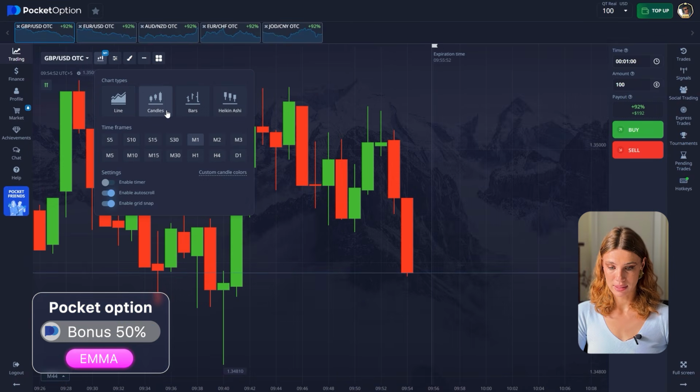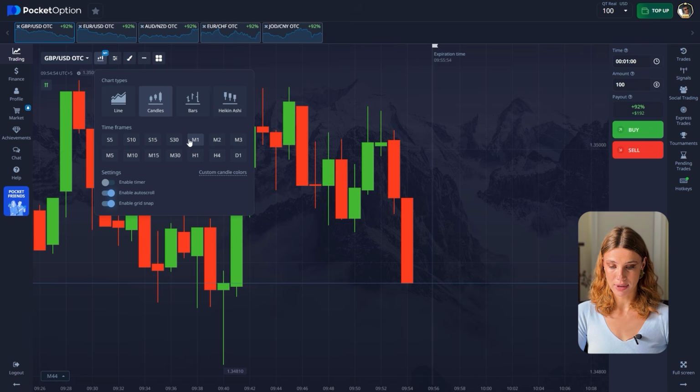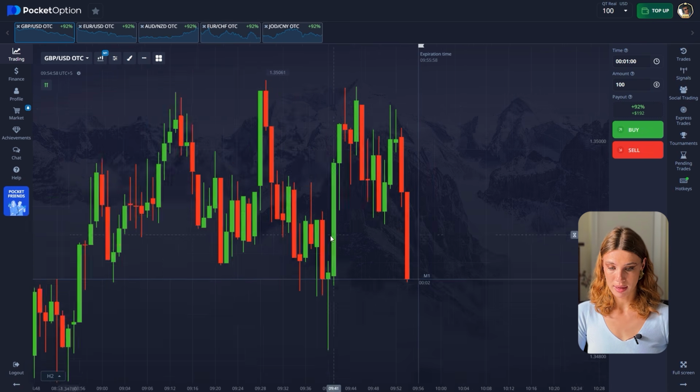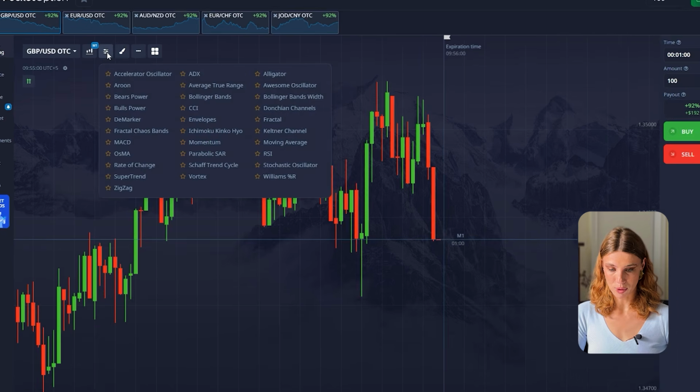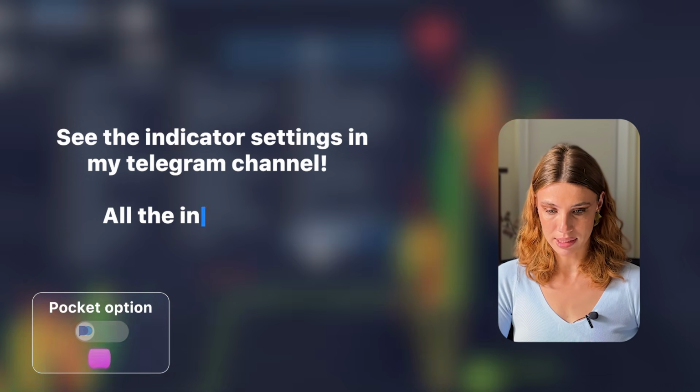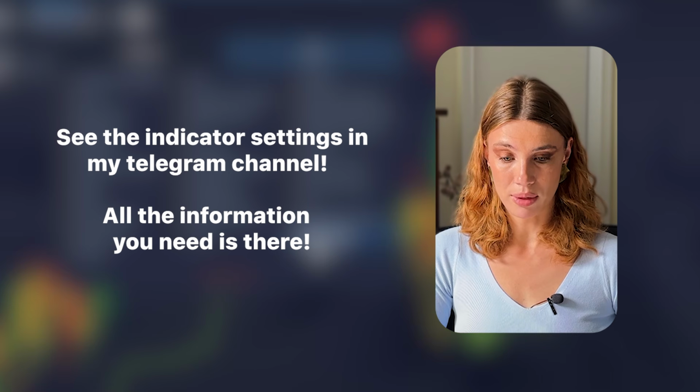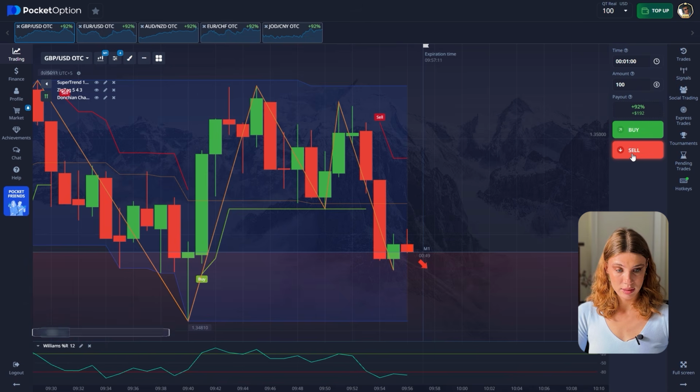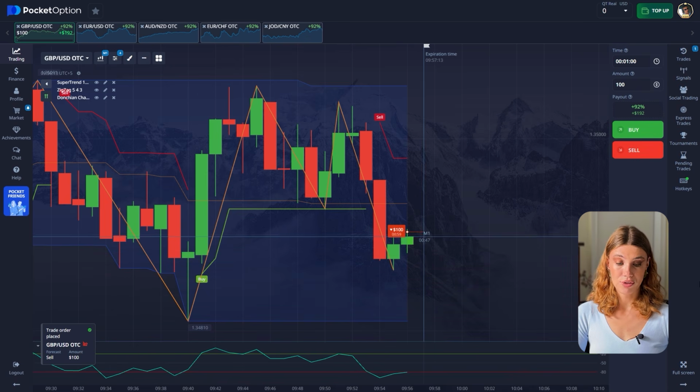Yes, amazing. All right, first of all, candles and M1 for the time frame. I'm going to enable the timer and let's see what we're gonna pick. Well, first of all, Super Trend, then we're gonna need the ZigZag, then I'm gonna need the Williams Percent Range. All right, well done. I'm gonna start with $100.